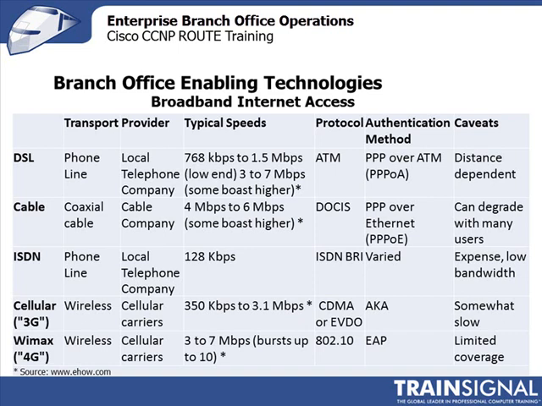For instance, ISDN is going to be in many cases a legacy type of connection that isn't going to be able to give you as much as you'd want. You can see here the types of connectivity, the transport that's involved, the type of provider, frequently typical speeds, and this is one of those things where I could use the phrase your mileage may vary because there are a variety of factors that affect it. Protocol that's being used, the method of authentication, and then some caveats, and we'll actually look at each one of these to some degree.